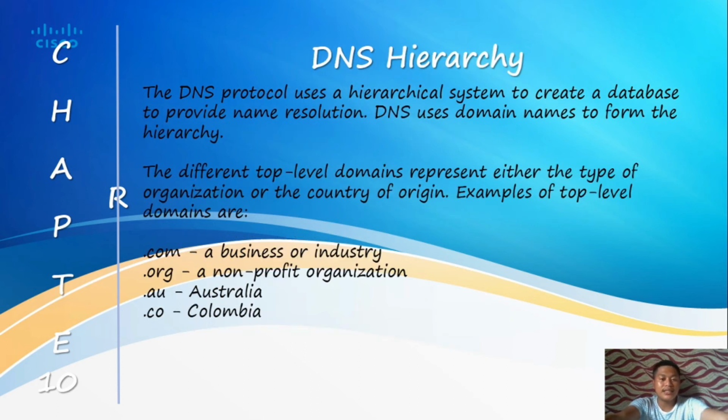DNS hierarchy. The DNS protocol uses a hierarchical system to create a database to provide name resolution. DNS uses domain names to form the hierarchy. The different top-level domains represent either the type of organization or the country of origin. Examples of top-level domains are .com, a business or industry; .org, a non-profit organization; .au, Australia; and .co, Colombia.